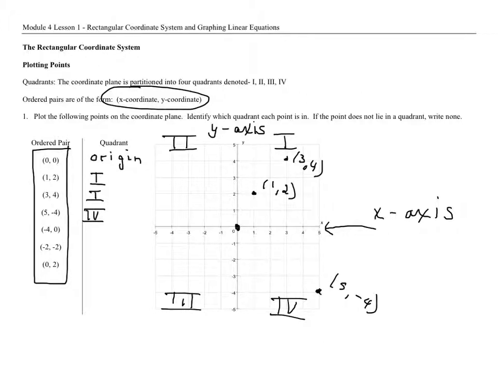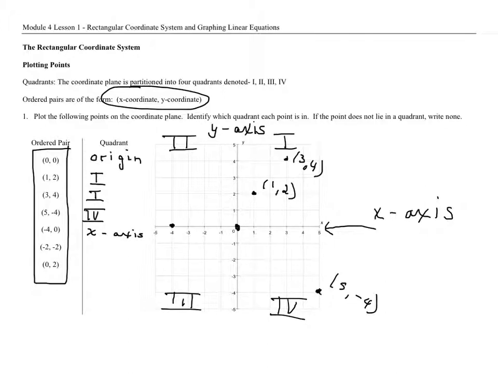The next one is negative 4, 0. So I'm going to go to the left, 1, 2, 3, 4 on the x-axis. But notice we don't move at all. We stay right on the x-axis. So it's really technically between quadrants 2 and 3. So we just say that it's on the x-axis.